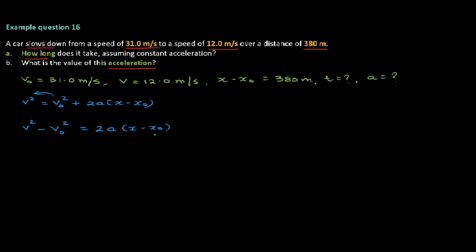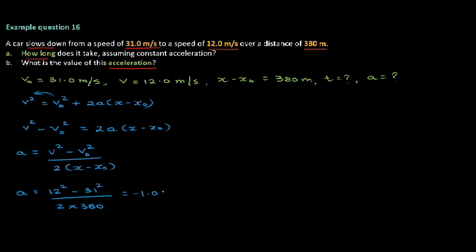Now since 2 and (x minus x0) are multiplied to a, in order to solve for a, I need to divide by these two quantities. So I get a equals (v squared minus v0 squared) over 2(x minus x0). Now we solve for acceleration a. I have v as 12 squared, v0 is 31 squared, over 2 times (x minus x0) is 380. And when I solve this, I get the value of this constant acceleration as negative 1.075 meter per second squared.